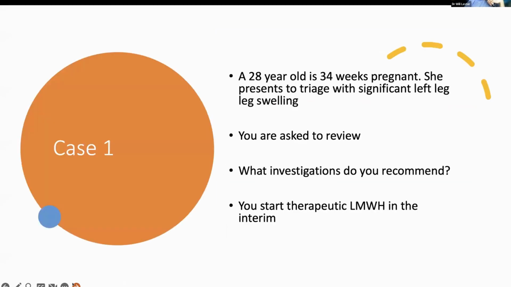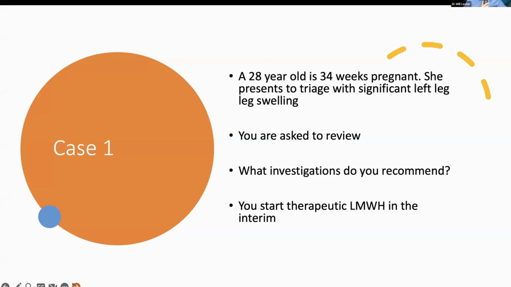Next slide. So let's go to another case. It's a 28-year-old who's 34 weeks pregnant, and she presents to triage with a significant left leg swelling. And you're asked to review. It's quite swollen, it's not just a little bit of swelling, it's a lot of swelling. What investigations do you recommend?